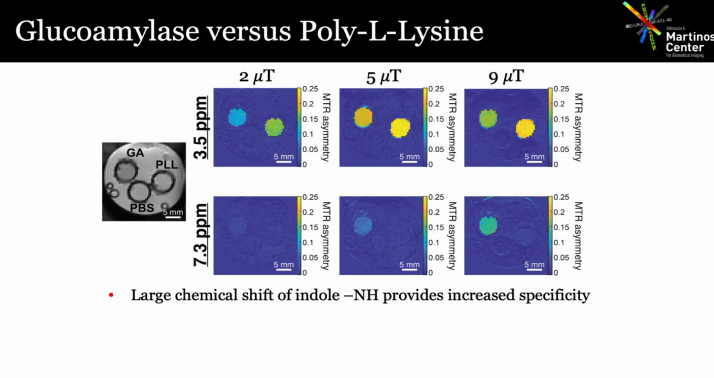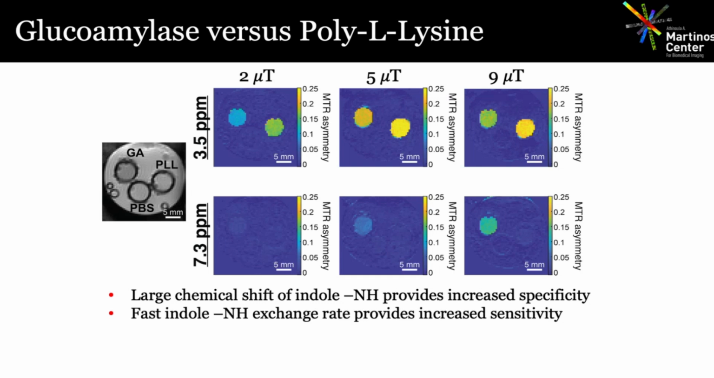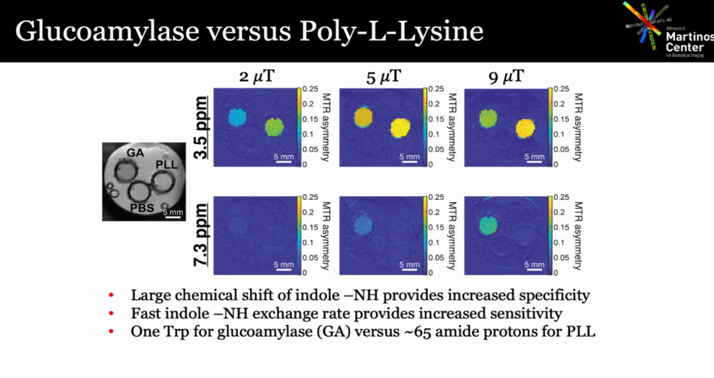Now, of course, one of the issues is that because the exchange rate is so fast at low saturation powers, you don't see much, you see a little bit, but you really have to go to higher saturation powers to detect a significant signal. But this fast exchange rate is providing a sensitivity because, again, from mutation studies, the 7.3 ppm signal from the tryptophan was assigned to one particular tryptophan. So we're basically comparing one exchangeable proton versus for polyl-lysine, it had about 65 amide protons.